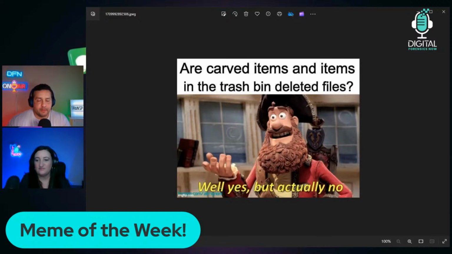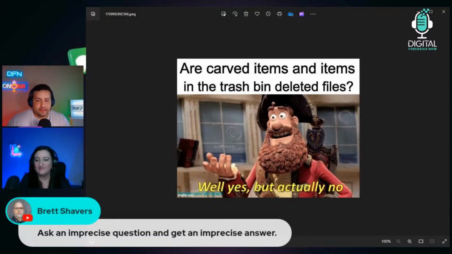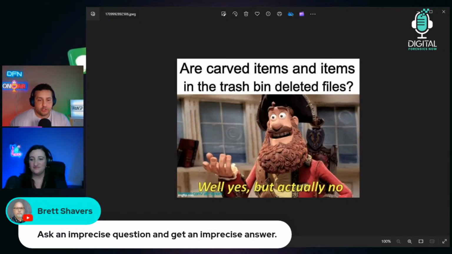For example, you think about when you carve an item out of an allocated space, and when you look at stuff from the trash bin, and your prosecutor asks you, "So are those files deleted?" Well, if you use the term deleted, the answer is yes. But like Brett is saying in the chat, it's an imprecise answer to an imprecise question, right? Is it deleted? Well, what do you mean by deleted?